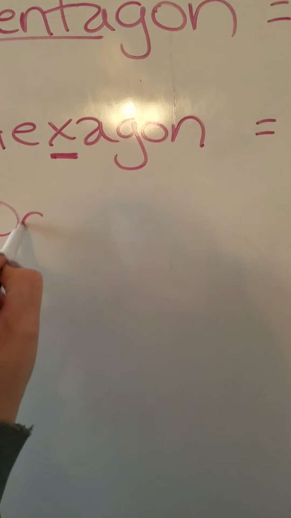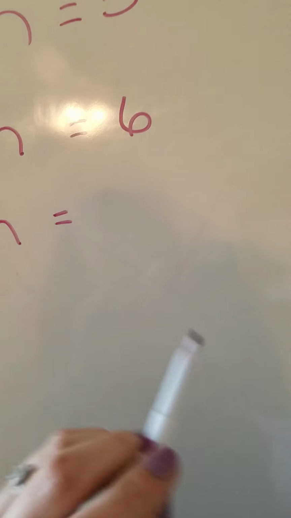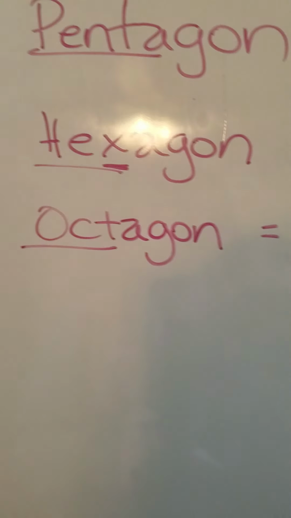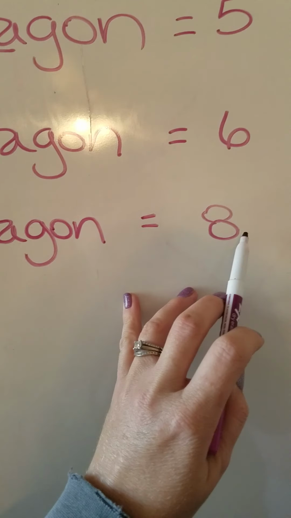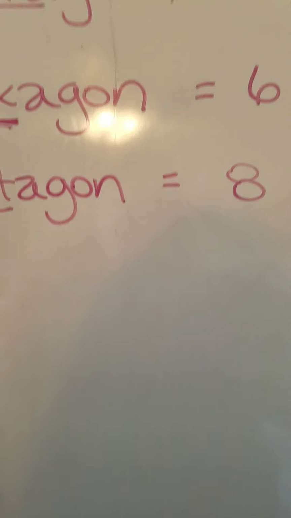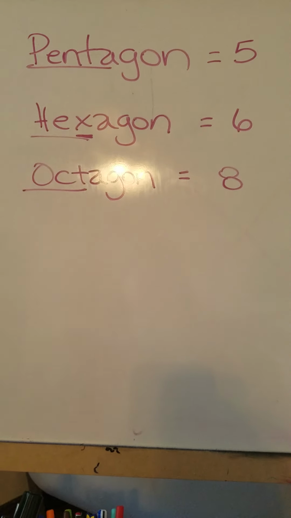Then we had the octagon. Now, when you think octagon, I know you're thinking stop sign. Oct means 8. So when you think octagon, you're thinking any 8-sided figure. Even if it doesn't look like a stop sign, if it has 8 sides, it is an octagon.